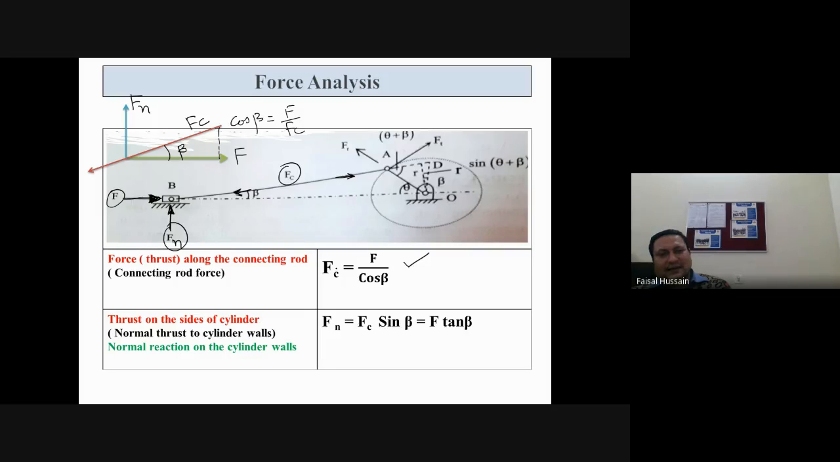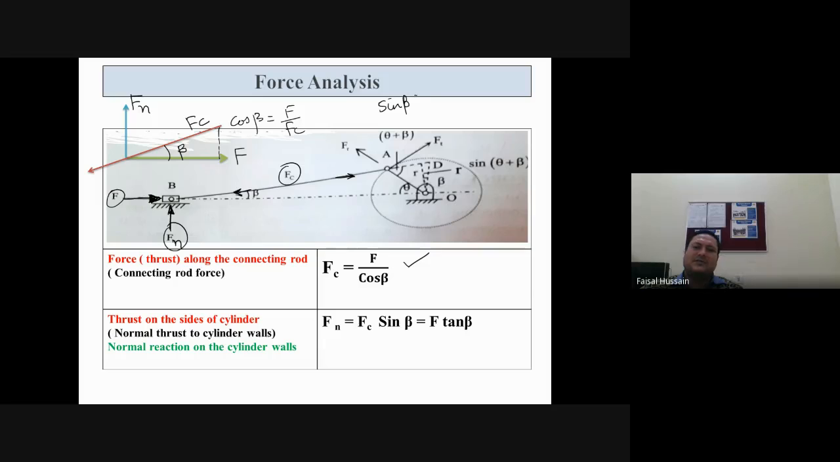The force which is acting on the sides, in the normal direction, is the normal reaction on the cylinder wall. It opposes nothing along the line of stroke; it is perpendicular to the line of stroke. That will be your normal thrust or normal reaction. And that too, if I use simple trigonometry, I am taking sine beta.